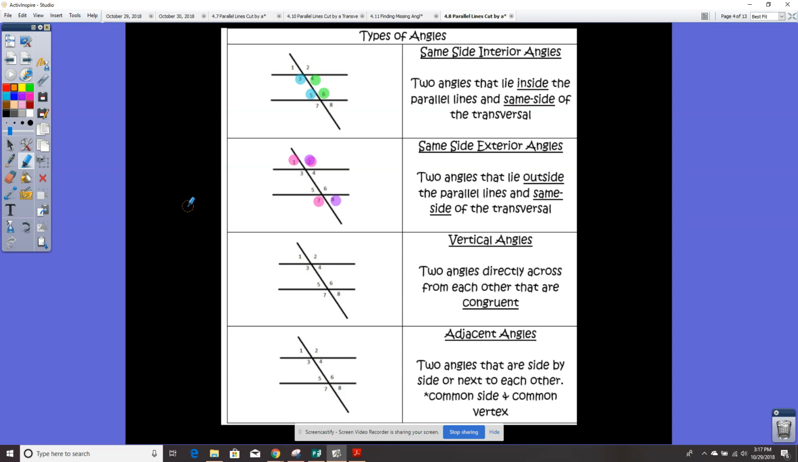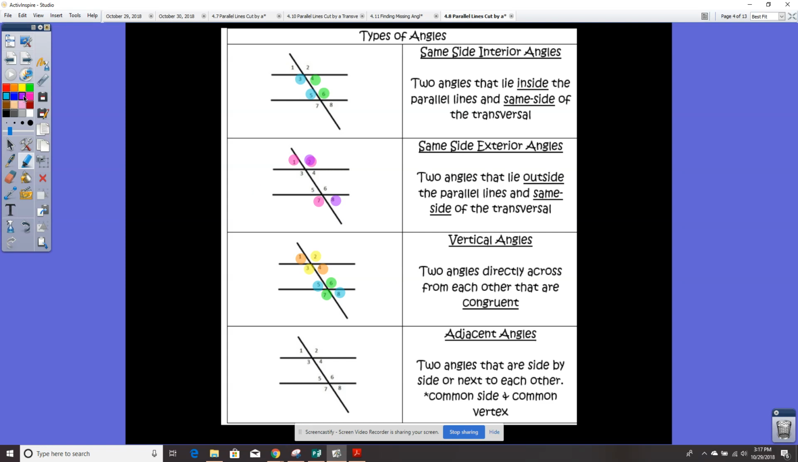And then vertical angles are two angles directly across from each other, and they are congruent. So 1 and 4 are vertical angles. 2 and 3 are vertical angles. 6 and 7 are vertical angles. And then 5 and 8 are vertical angles.